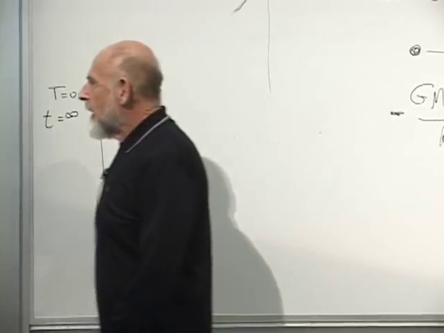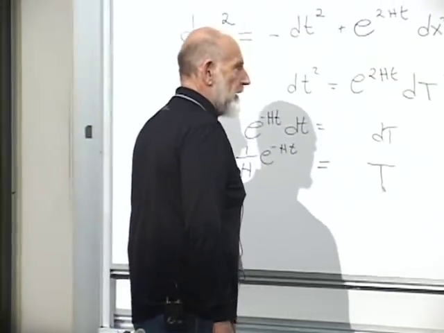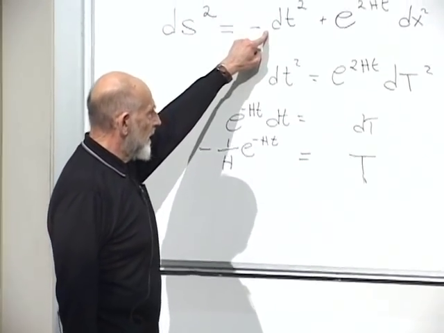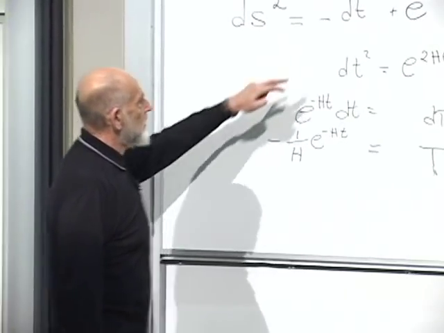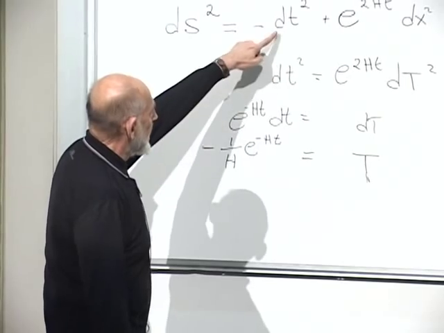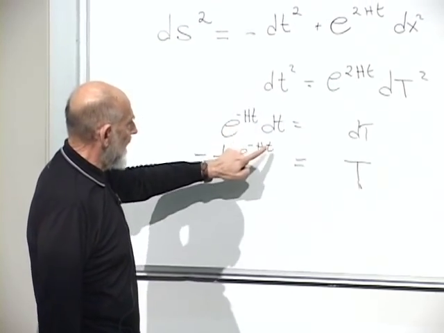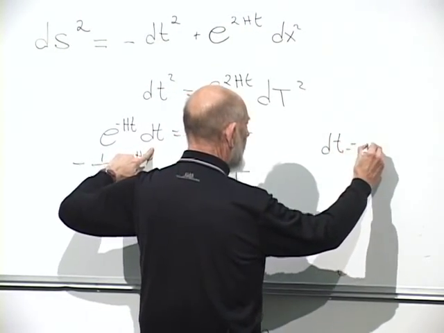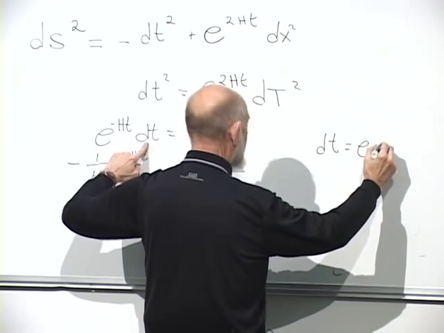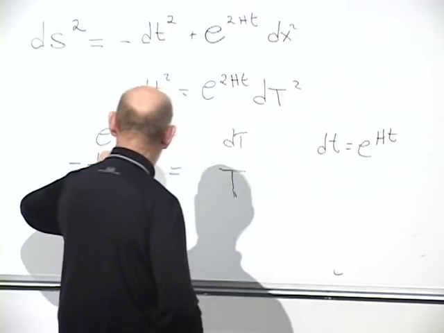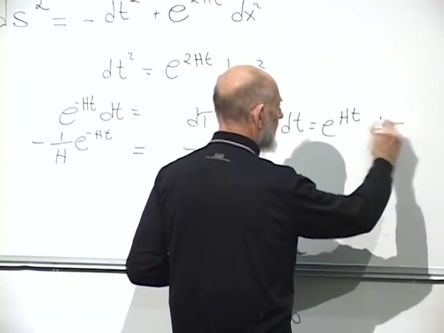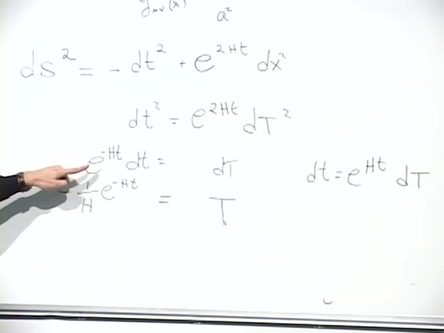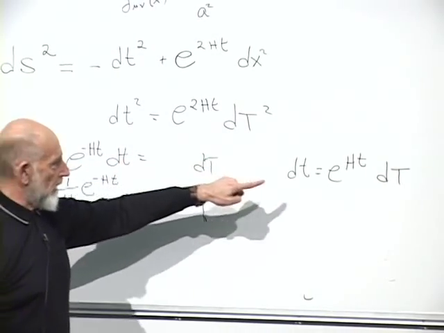That was a goal. Okay, let's see if we can rewrite the metric in terms of big T instead of little t. So here we have little t squared. What's the relation between, is little dt here? Little dt is equal to e to the big ht times big t, right? Good? I just multiplied by e to the ht to get it over on this side.